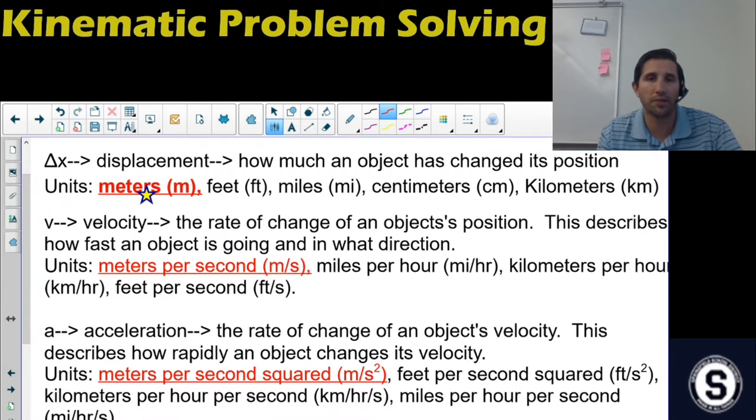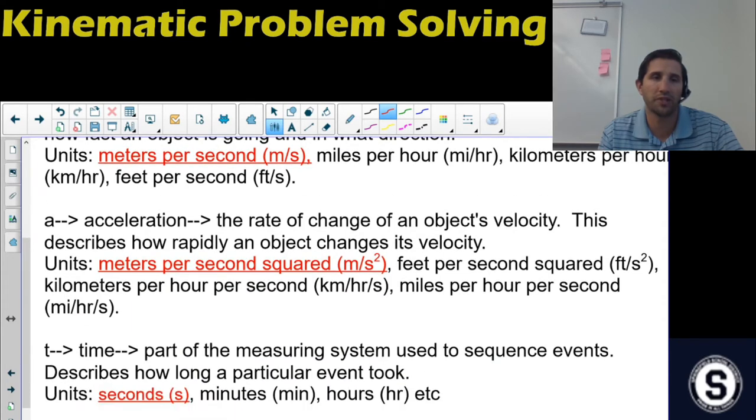Keep in mind, an object can have no acceleration even if it's moving, right? If it moves with a constant velocity, in a straight line at constant speed, it's not accelerating at all. Its acceleration would be 0. So the units we use for acceleration are typically meters per second squared. That's the standard, but you could use feet per second squared, kilometers per hour per second, or miles per hour per second. Those are all examples.